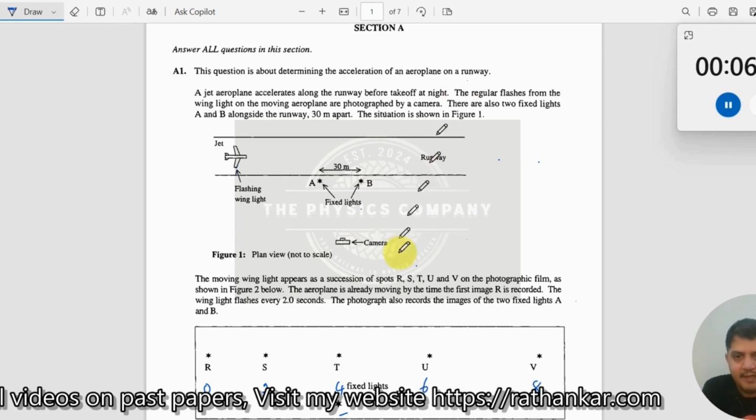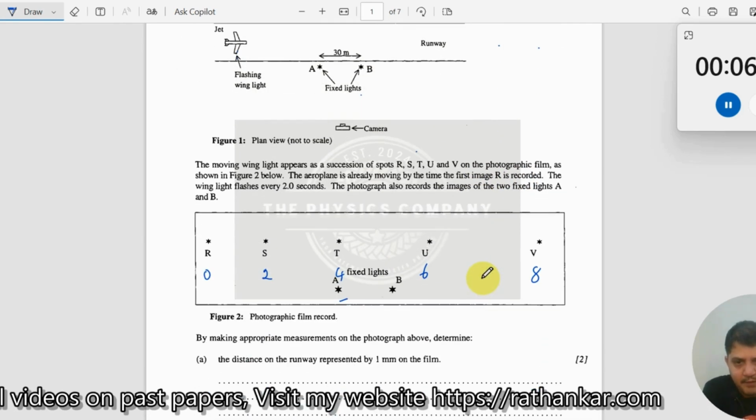Then the photograph also records the images of the two fixed lights A and B. If this is A and B, this length should be larger than 30 meters. Use this to compare between these parts. You see this star and this star align over here, so this star is very much nearby here. As a result, this should be larger than 30 meters. That's what it tells you.